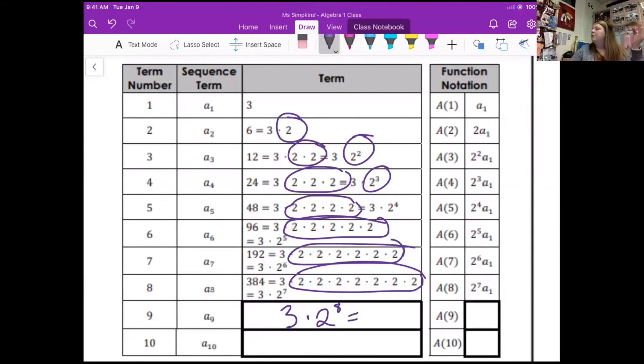And let me remind you from last week how to do that in your calculator. So you're going to do 2 to the 8th first. So 2, and then if you hit the exponent button, that one above the C, and then type your 8, you should get 256. And then you want to multiply that number by 3 to get 768.